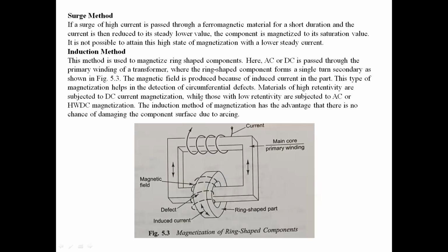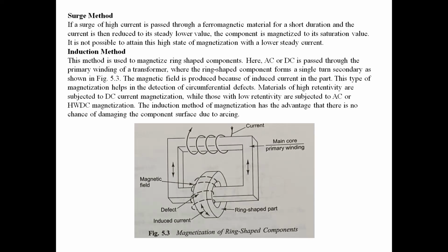Next, one more method for magnetization, for converting the material into magnetic material, is the surge method. In this method we pass a very high current through the ferromagnetic material for a short duration, and then we reduce that current to a steady lower value. Automatically the component is magnetized to its saturation value. This is one kind of procedure for magnetization of materials.